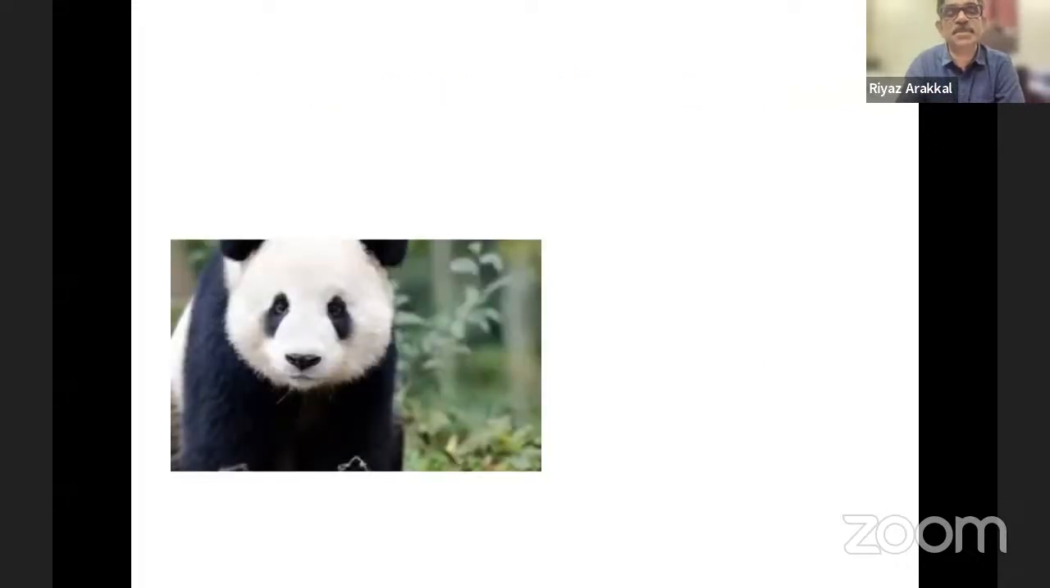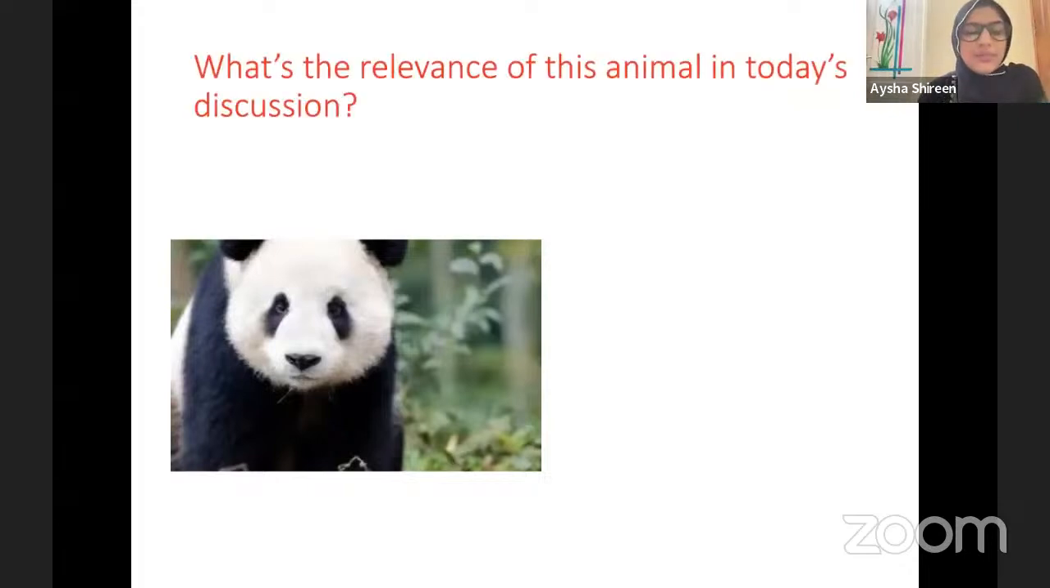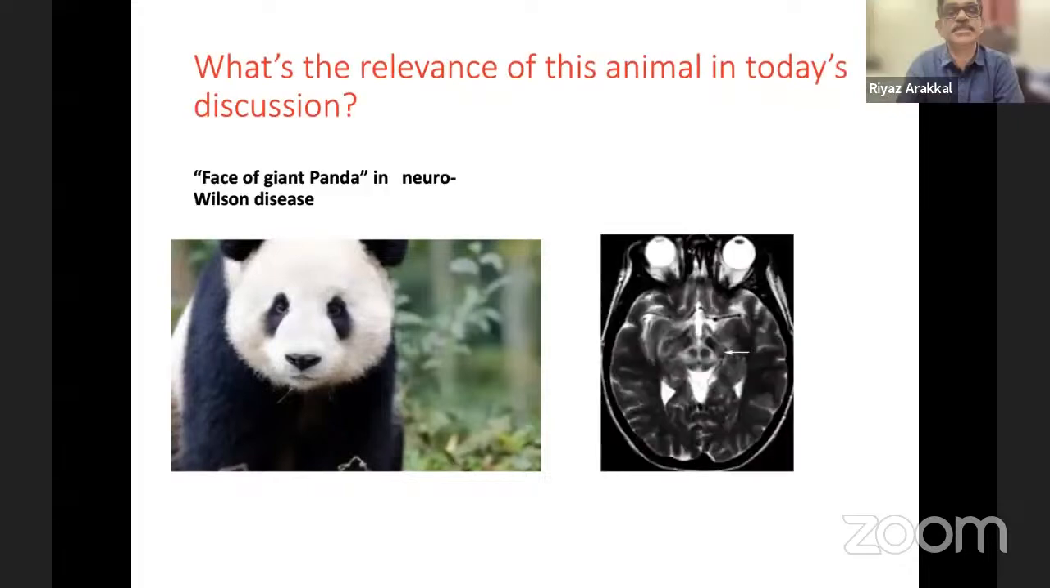What is the relevance of this animal in Wilson disease? What is this animal? A case of giant panda appearance on MRI. Yes, that's it. Giant panda appearance in neuro-Wilson disease.